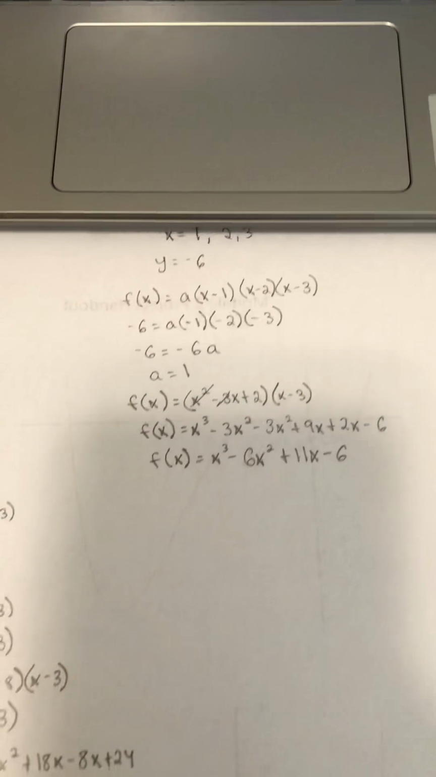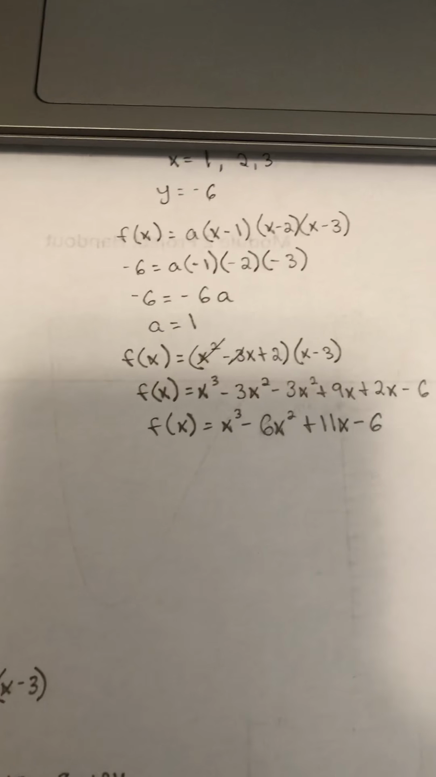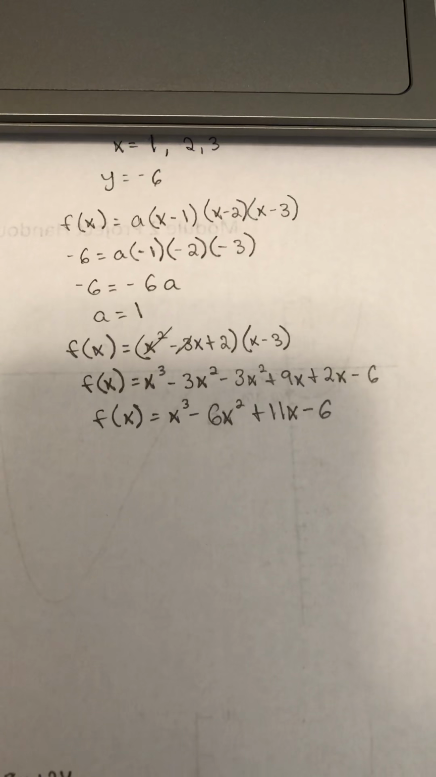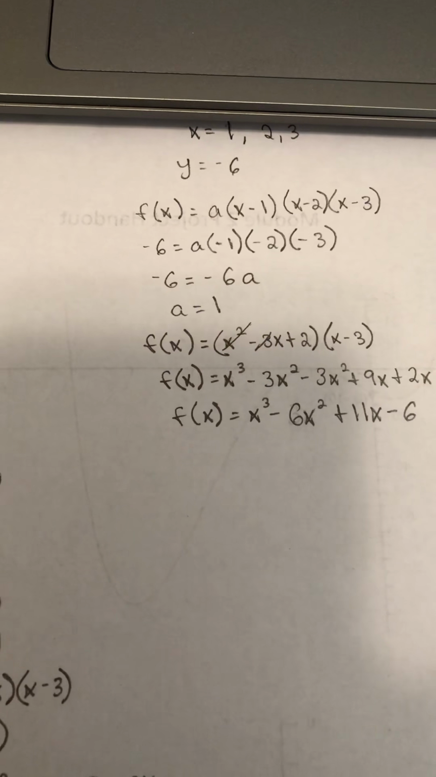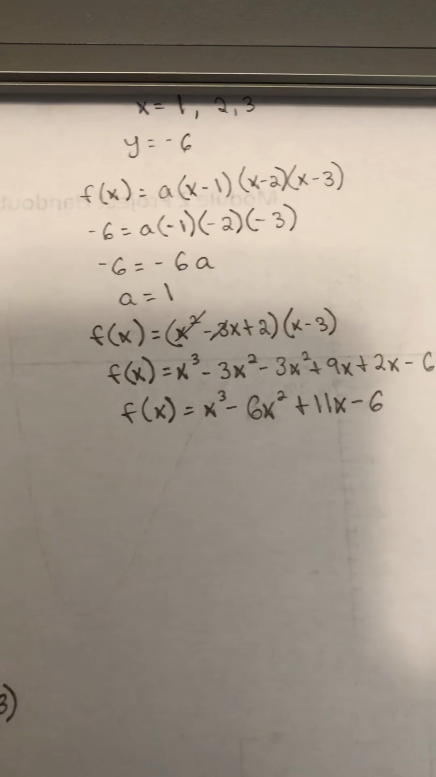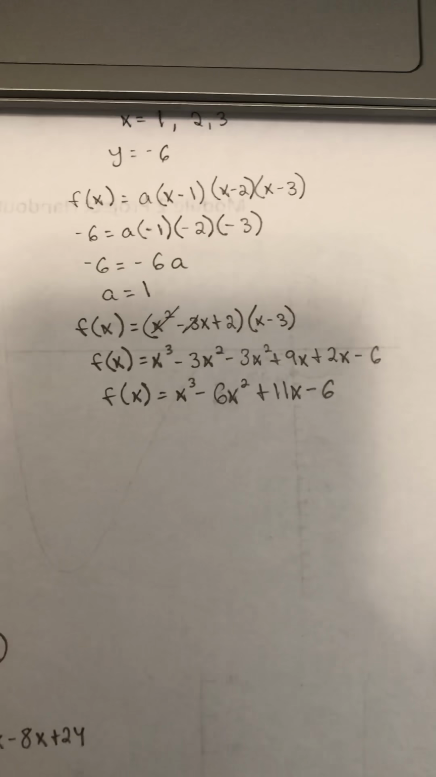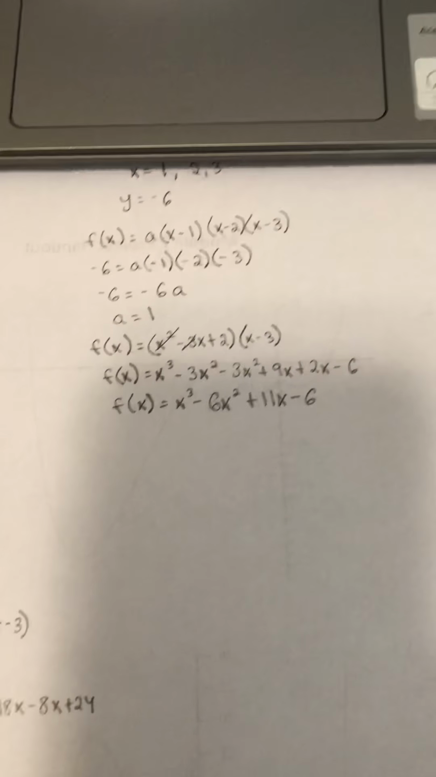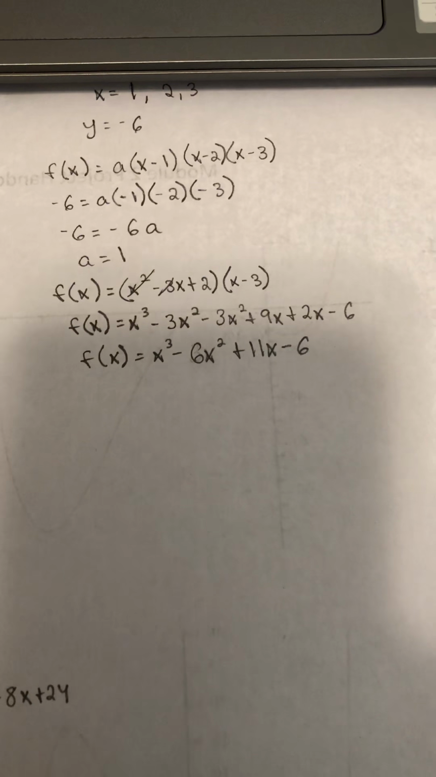So we plug in our points, a as our coefficient placeholder, x minus 1, x minus 2, and x minus 3. Then we plug in -6 for our f of x and 0 for our x values, and you come out with a equals 1. Plugging that into our coefficient and simplifying, we get x cubed minus 6x squared plus 11x minus 6.